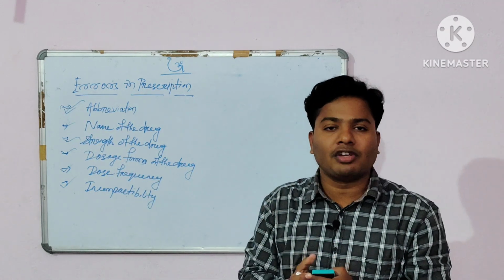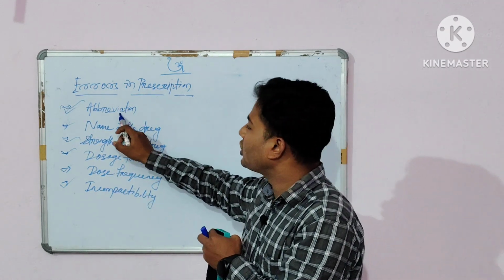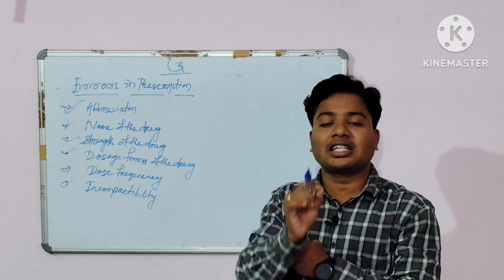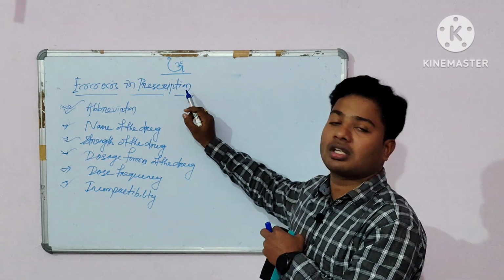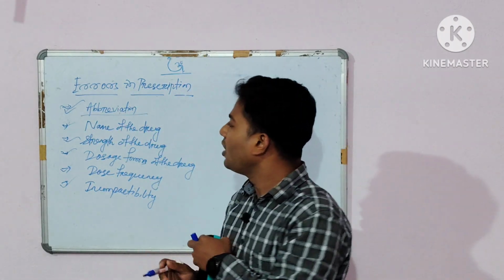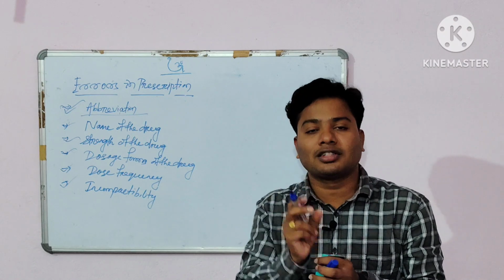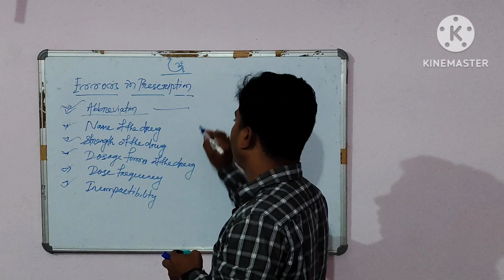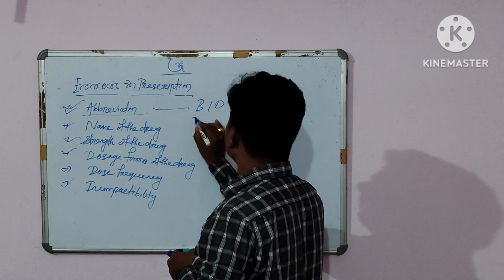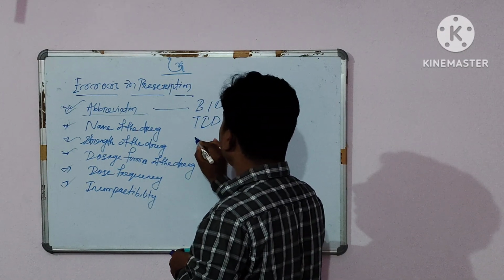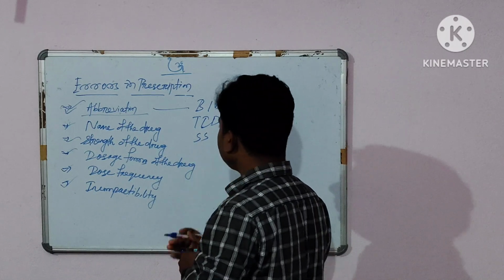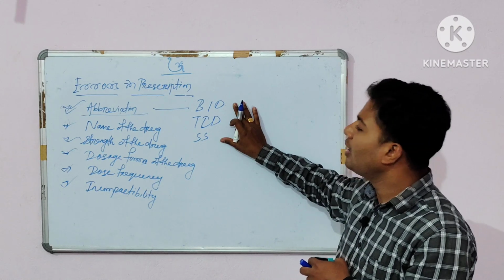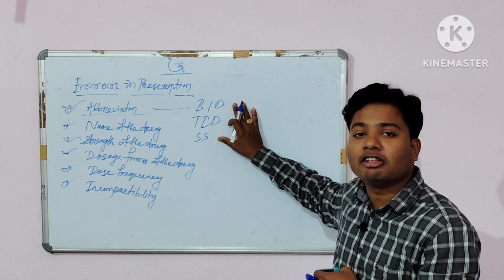So what do you mean by abbreviation, and why does the physician write abbreviations in the prescription? Abbreviation means, as all of you know, a short word. I am giving one example so that you can easily understand. Suppose BID and TID, and SS. These are abbreviations written by the physician.